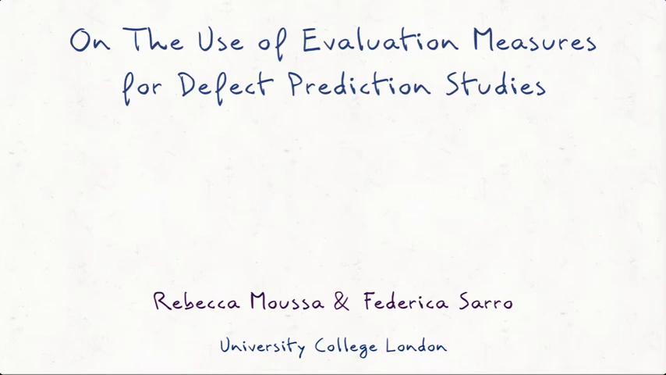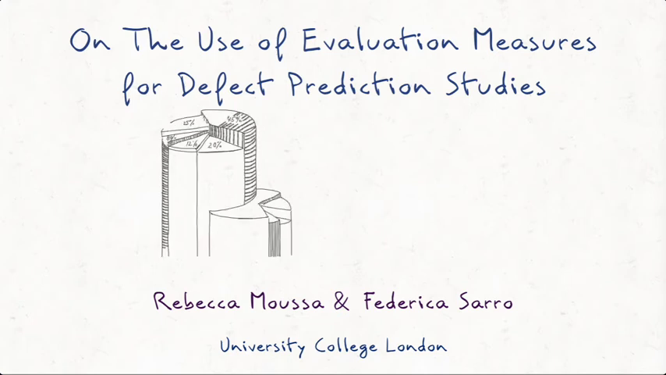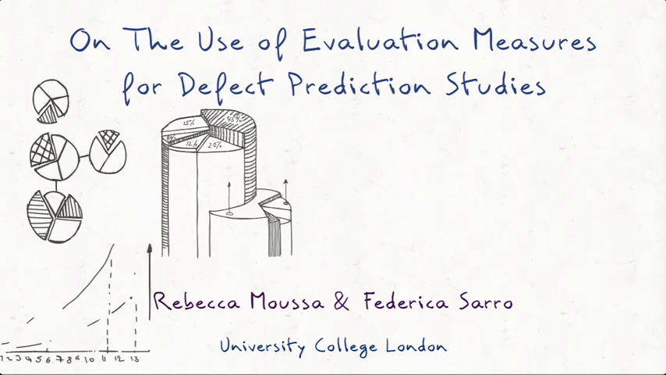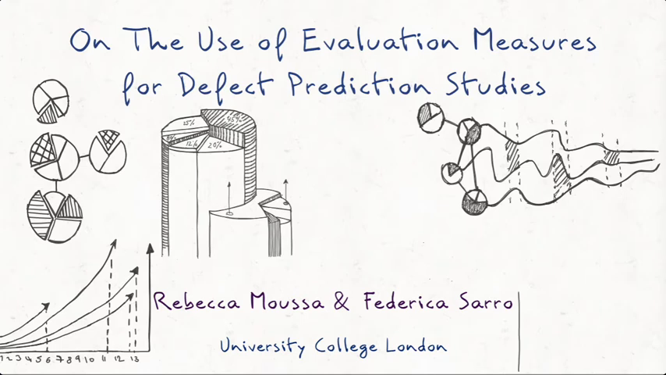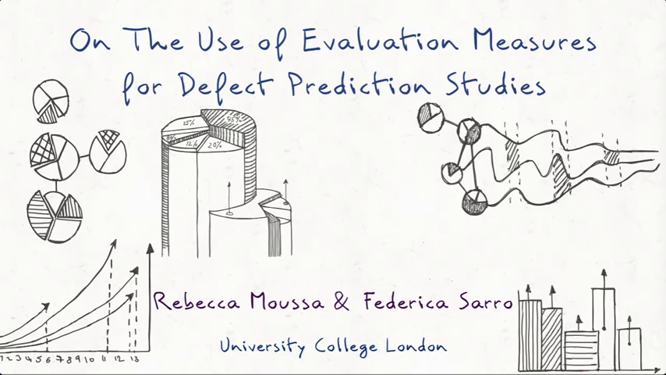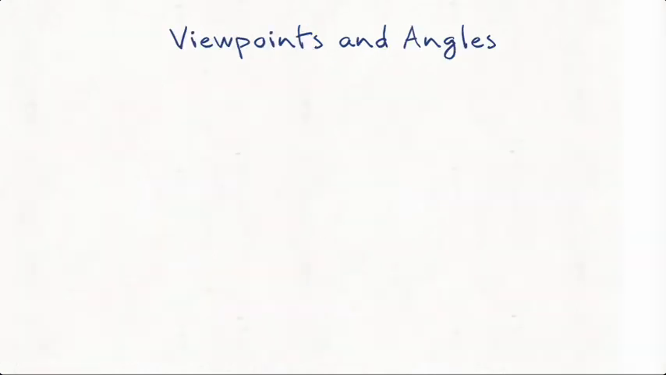I'm a final year PhD student at University College London, advised by Professors Federica Sarro and Mark Harmon. Today, I'm happy to present a study Federica and I worked on, titled On the Use of Evaluation Measures for Defect Prediction Studies. But first, let's start by talking about viewpoints and angles.